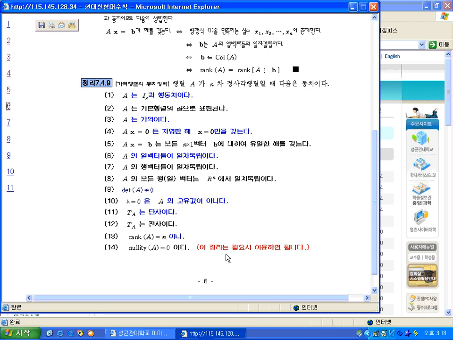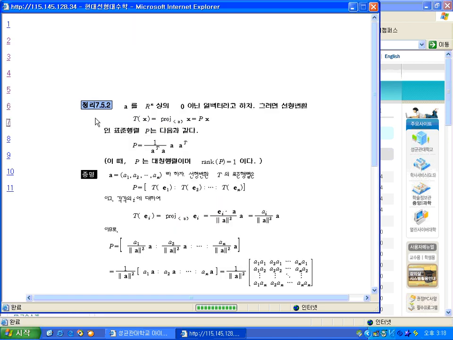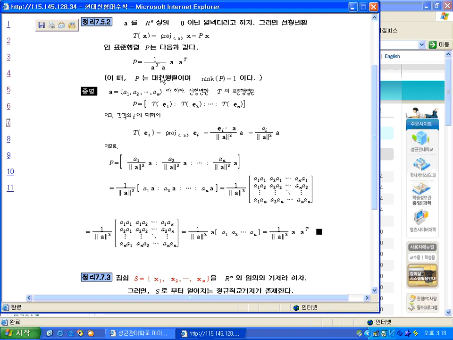In this theorem, you will see some of the problems in your midterm exam, to prove the equivalence of some of those statements for an n by n square matrix, for non-singularity. And this is a problem.